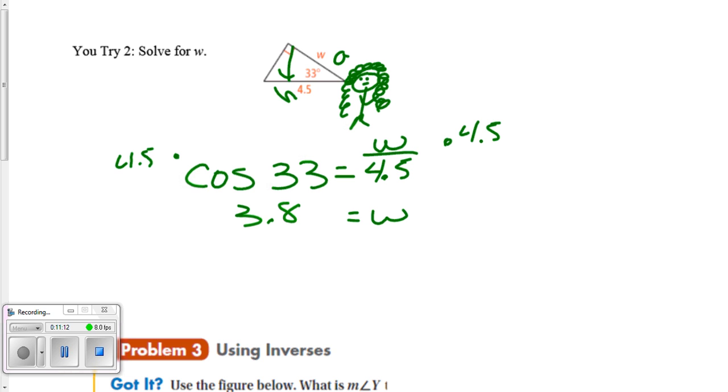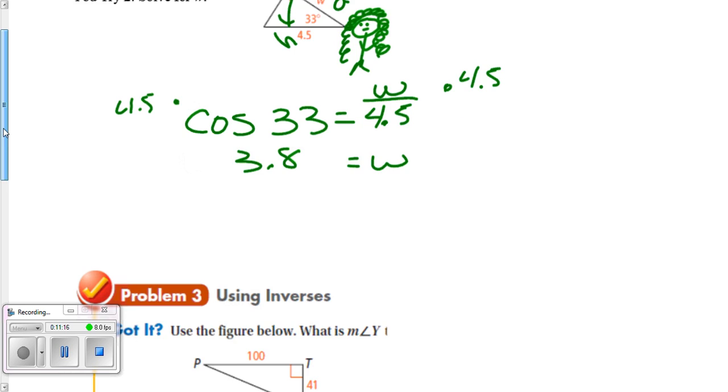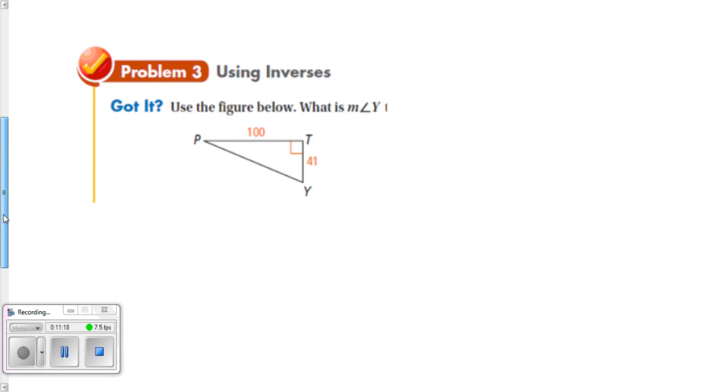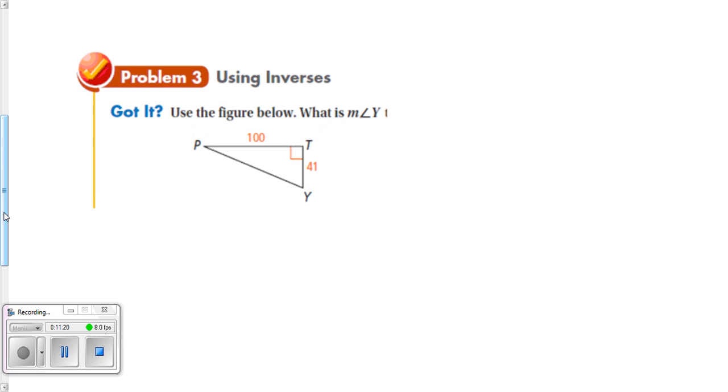Okay, so that's what we do to find a missing side. So let's talk now about how to find a missing angle, which I think is easier to do. In this case, we have two sides, but notice the problem is not asking us to find a third side. It's saying find the measure of an angle. So draw yourself at whichever angle you're trying to find, which is Y. Ponytail.